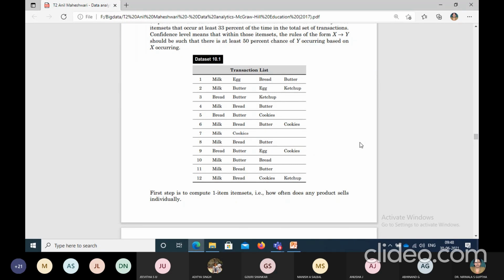10 is the correct answer, right? Yes, ma'am. Then what is the value of egg? One person count the egg, one person count the ketchup, and one person cookies. Give me the answer quickly. Eggs: first row, second row, then ninth row. That's it. So the frequency of the item egg being sold individually is 3 times. What is the frequency for eggs? 3, ma'am. Then what about ketchup? 3, ma'am. Wonderful. Good. Cookies.